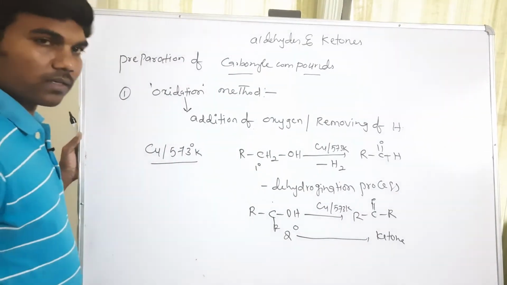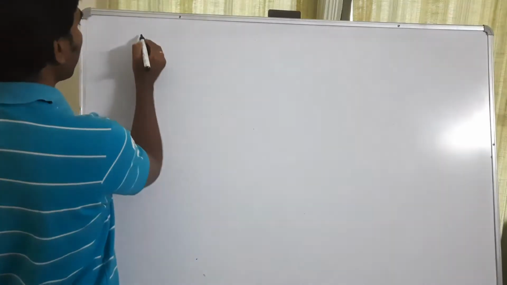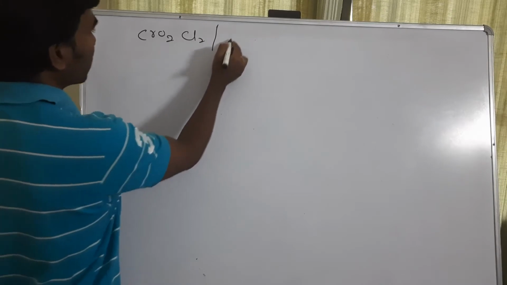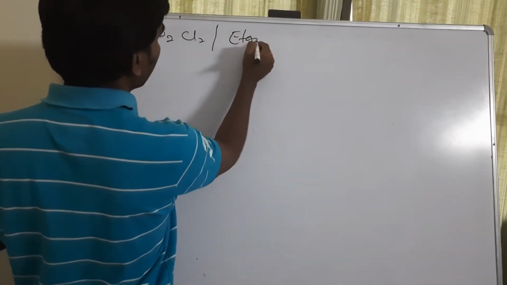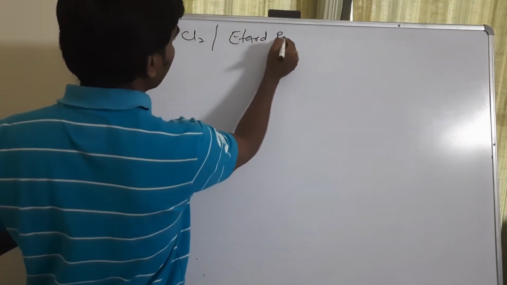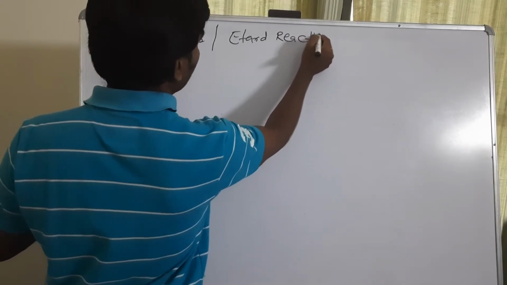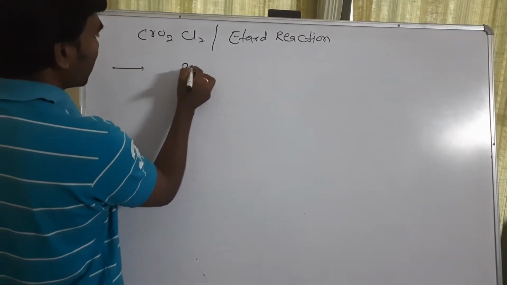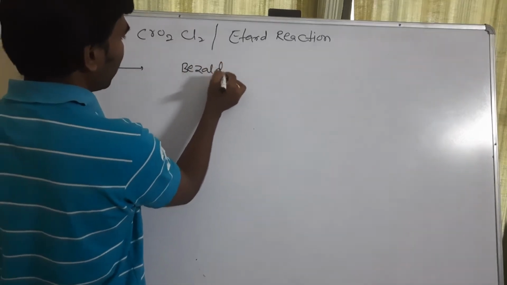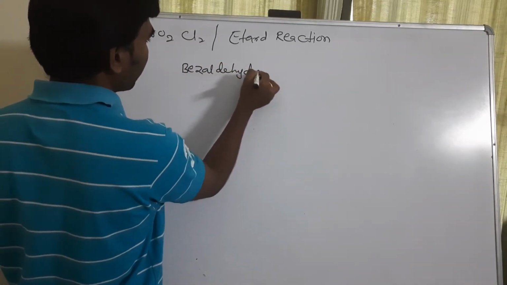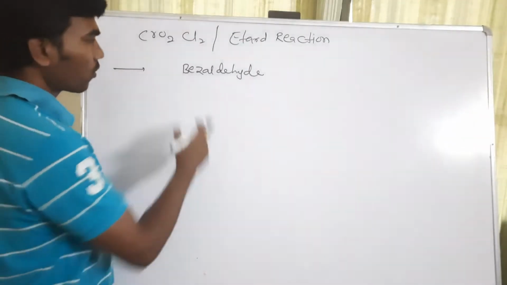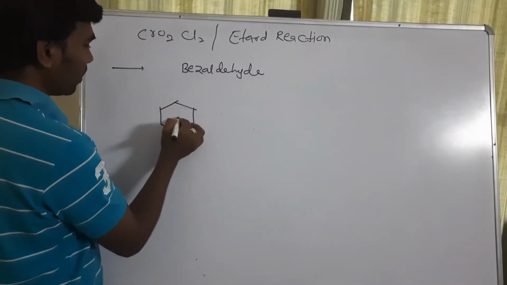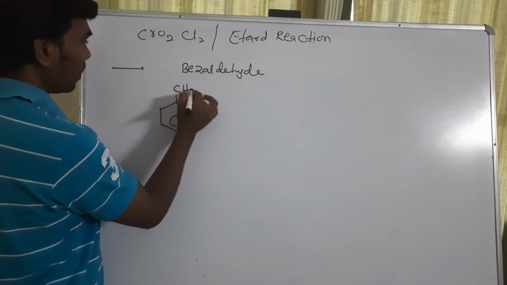It is the first oxidizing agent. The next compound is chromyl chloride, CrO2Cl2. There is a named reaction for this one, called the Etard reaction. This method is very helpful for the preparation of benzaldehyde exclusively. Aromatic aldehyde, we can prepare benzaldehyde with the help of this chromyl chloride. For the preparation of benzaldehyde, I am taking toluene here. So the name of this one is toluene.